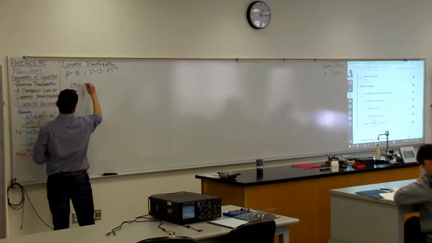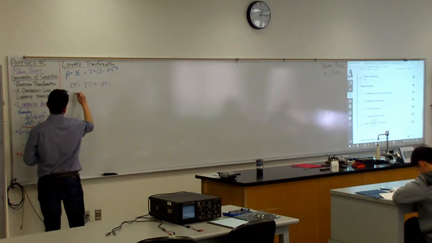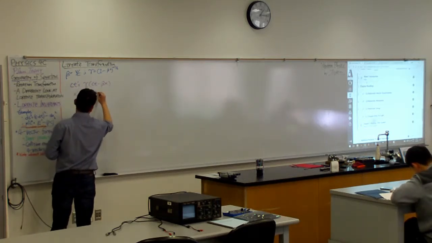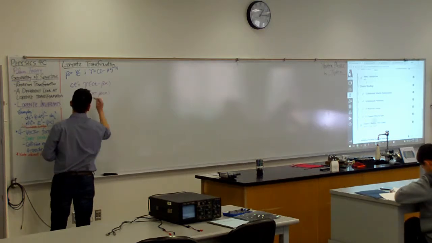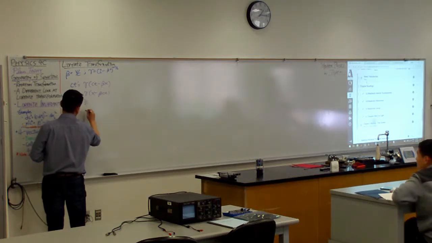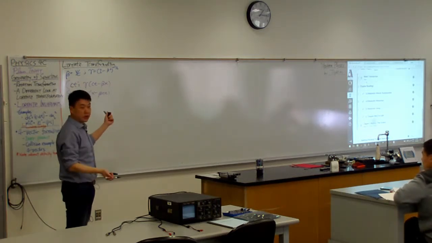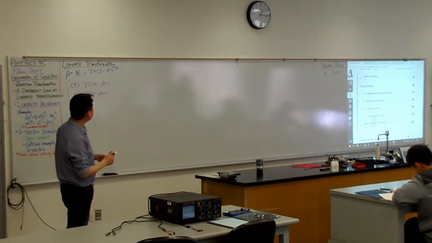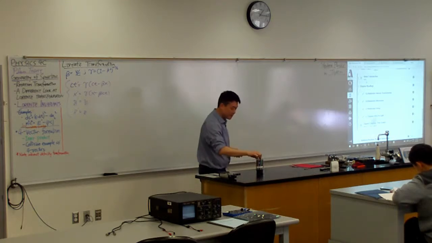Ct prime is gamma times (Ct minus beta x). X prime is gamma times (x minus beta Ct). And y prime is equal to y. G prime is equal to g. And so far you've seen it as this kind of transformation, some not so simple set of four equations, or at least two equations.